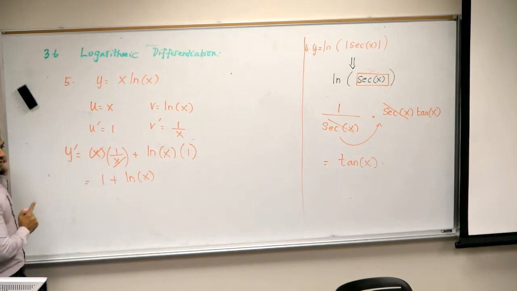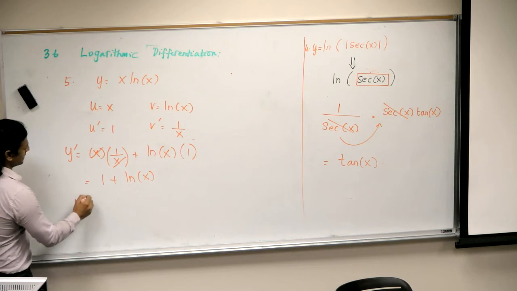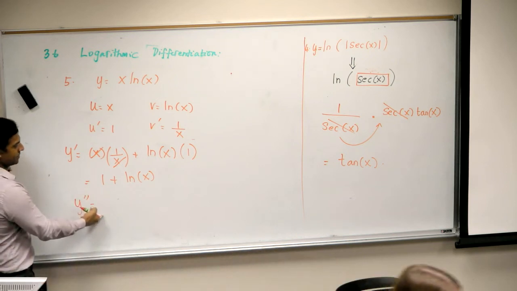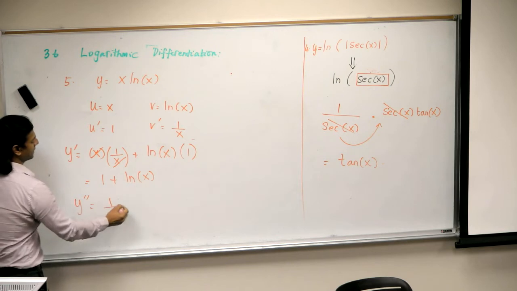Good. If I asked you what is the second derivative, what would you tell me? 1 over x. So derivative of 1 is 0, derivative of ln of x is 1 over x.